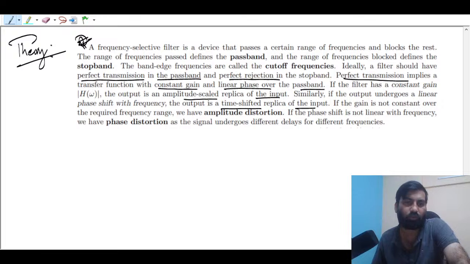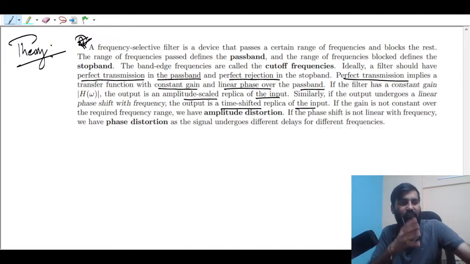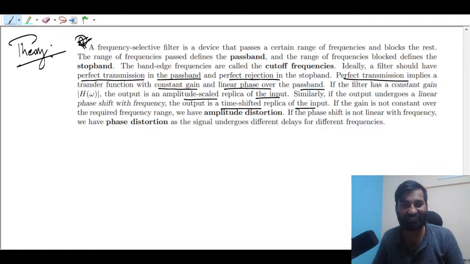Okay, yeah, certainly that we know, right? If there is a phase change in the frequency domain, it means there is a shift in the time domain. Time shift corresponds to phase shift. Okay, that I have told you, right? So confusion नहीं होना चाहिए.